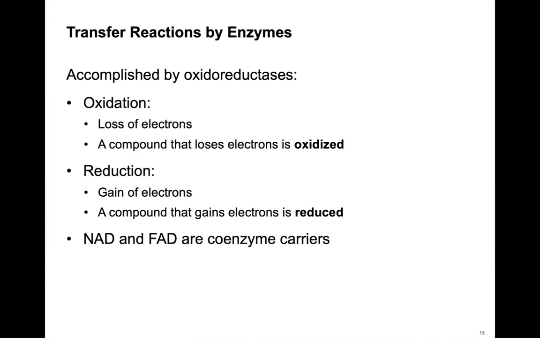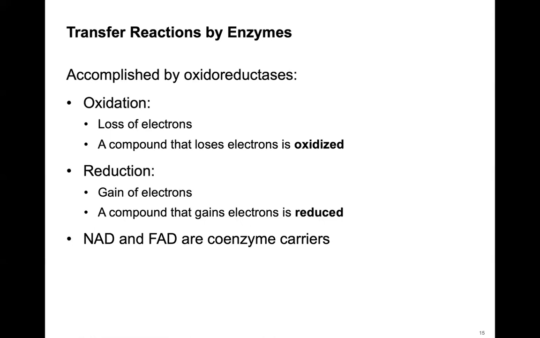Transfer reactions by enzymes are accomplished by oxidoreductases. And this brings us to what we call redox reactions, or oxidation-reduction reactions. A lot of metabolism is based off of redox reactions. An oxidation reaction is a reaction in which you lose electrons, and the compound that loses the electrons is referred to as oxidized. A reduction reaction is when you gain electrons, and a compound that gains electrons is referred to as reduced.